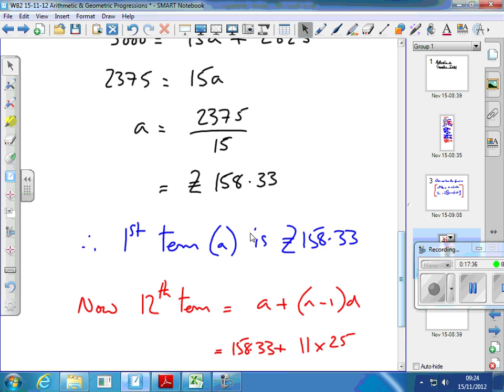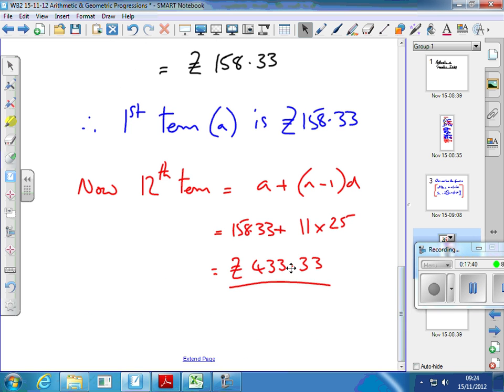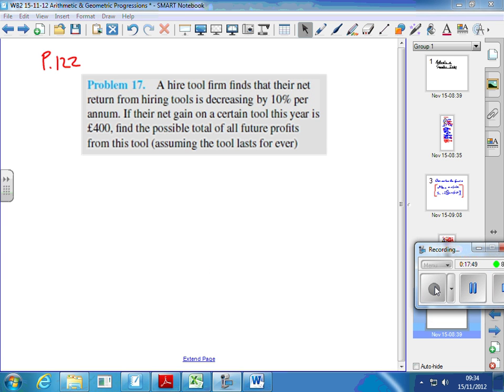So in this example, the first item is going to cost £158. The last item is going to cost £433, and if we added them all together, it would all come to £5,000. So now let's look at another example.